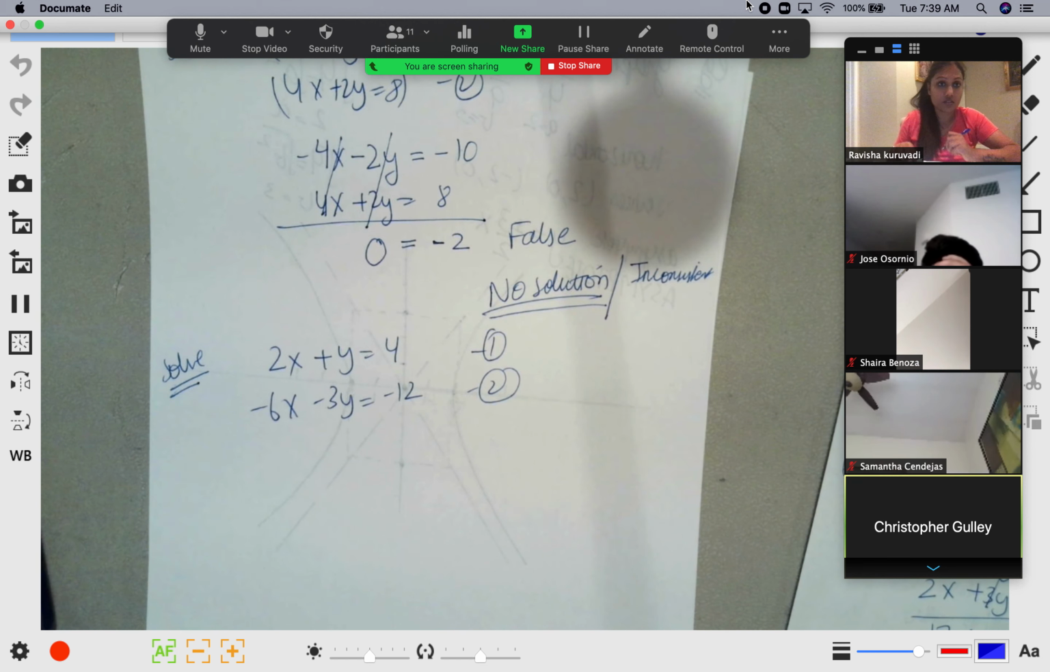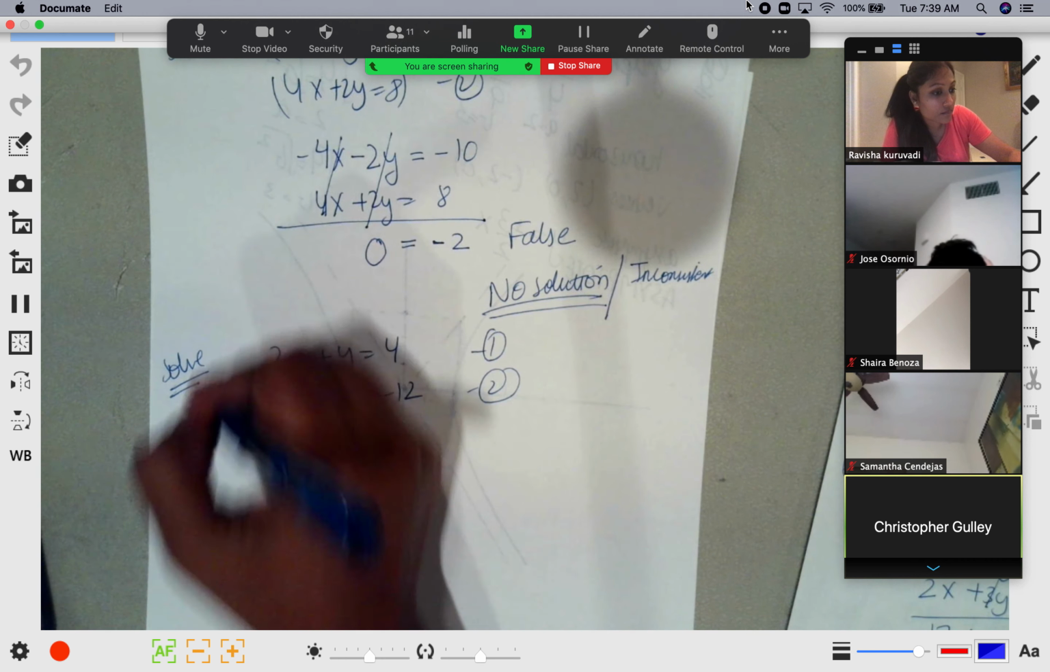Yeah, I'm here. So yes, Christopher. Which method do you want to use? We'll use elimination. Okay. Is it in standard form? Yes. Okay. So which variable are you trying to eliminate? It's the same thing. If you multiply the top by 3, then the x and y eliminate each other.